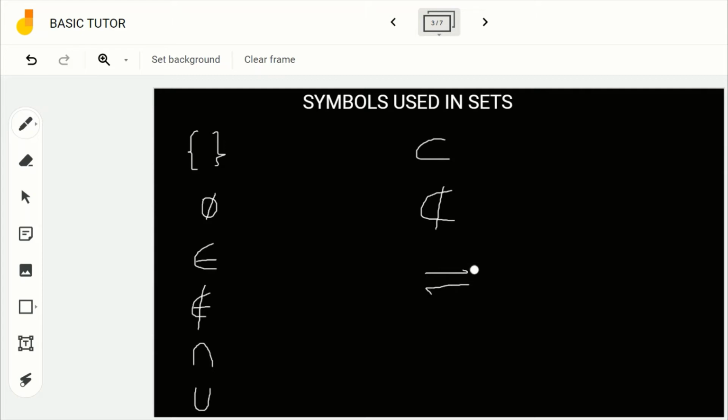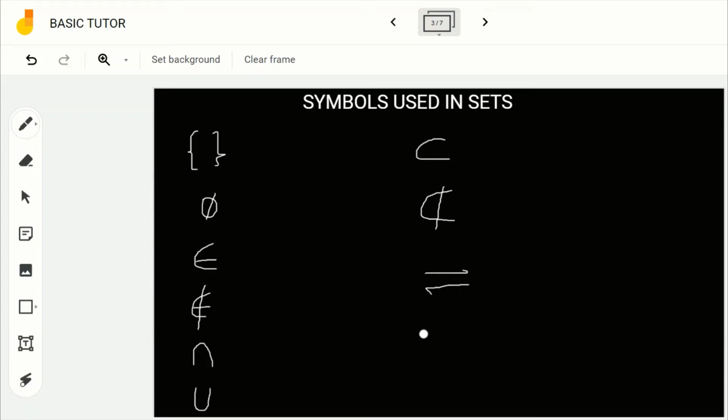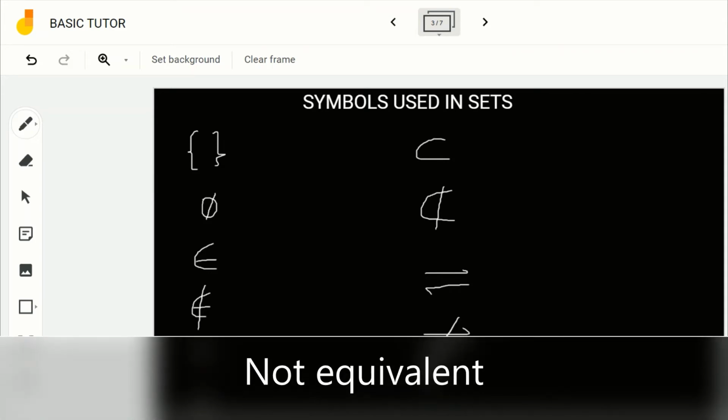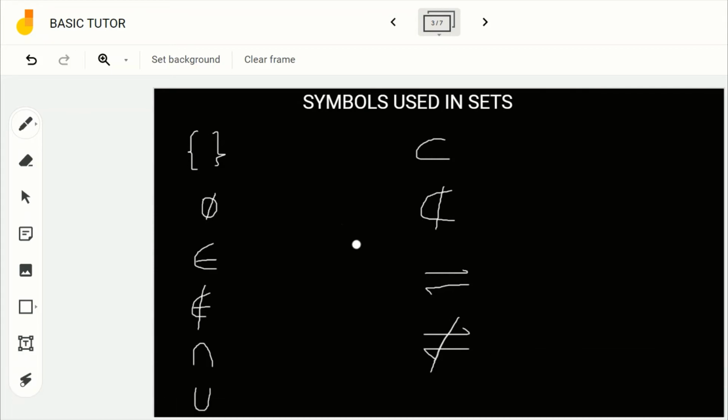Also, we have this symbol right here. All right, this symbol is used when one set is equivalent to another set, either because they have the same number of elements or an equal number of elements. Then this symbol right here is used when a set is not equivalent to another set. So these are the symbols we use when we are discussing sets.